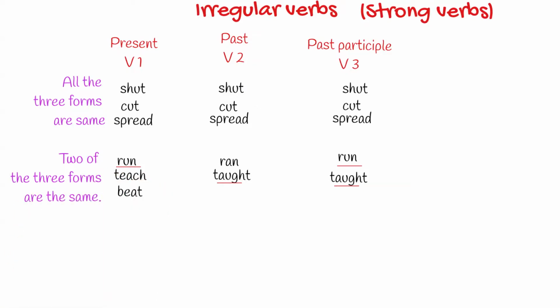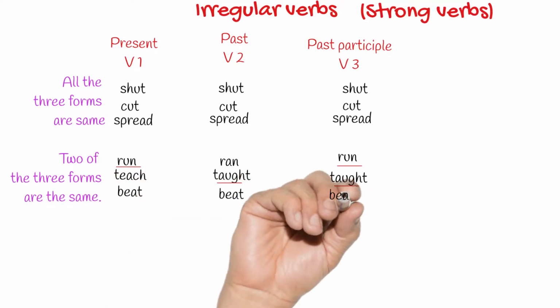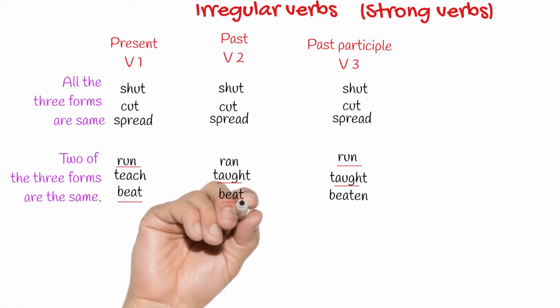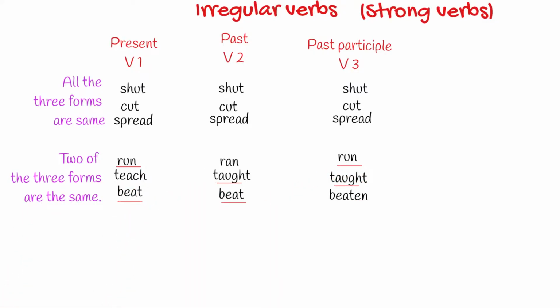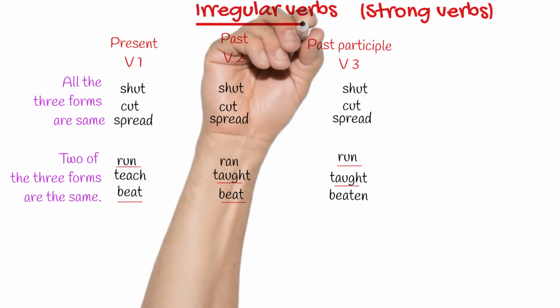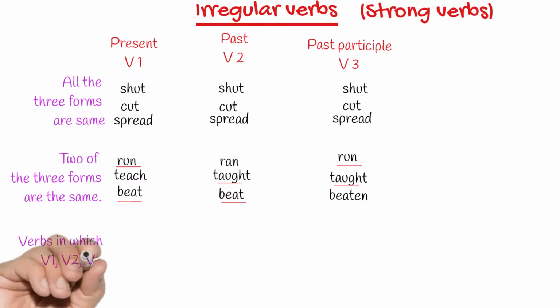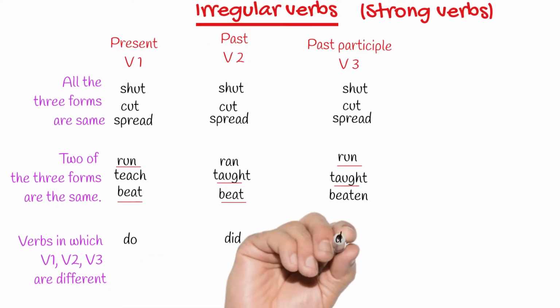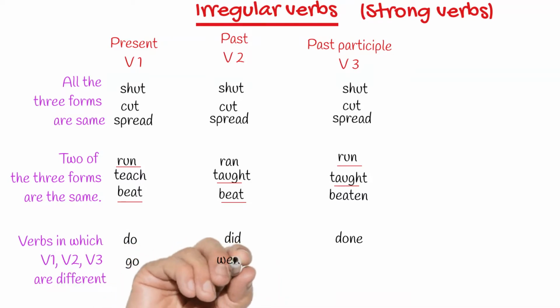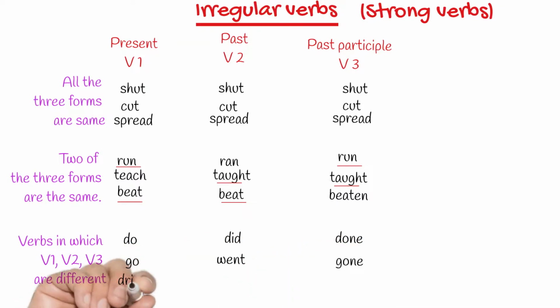In beat, beat, beaten, V1, V2 are the same. I repeat, the verbs which don't follow the before said pattern are called irregular verbs. Verbs in which V1, V2, V3 are altogether different. Examples: do, did, done, go, went, gone, drink, drank, drunk.